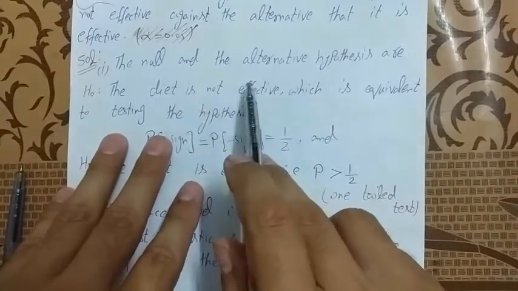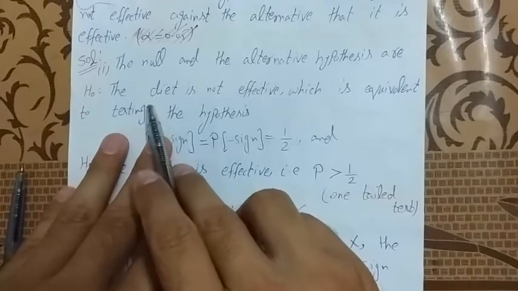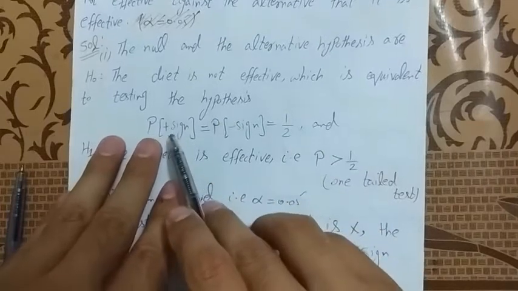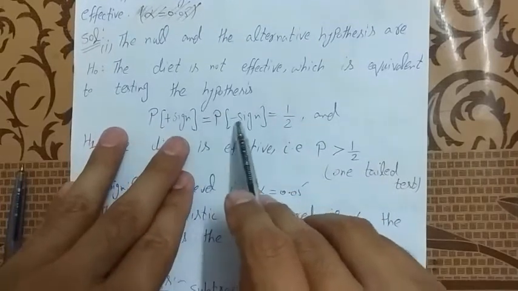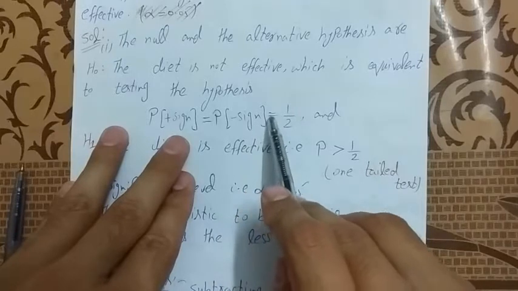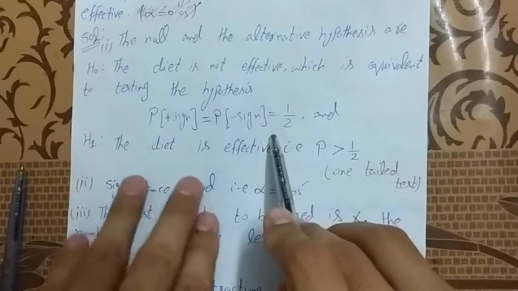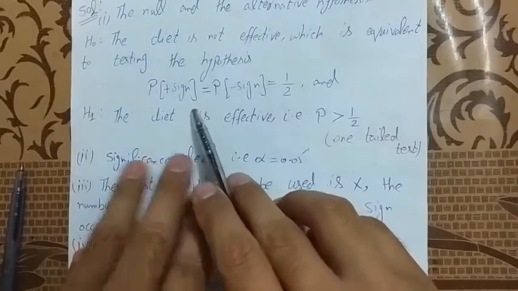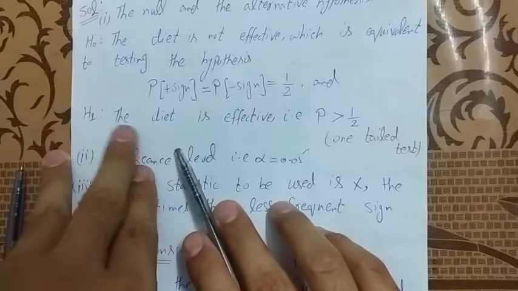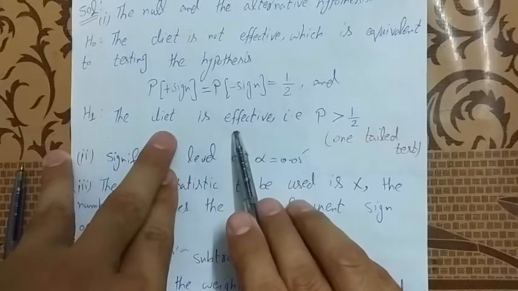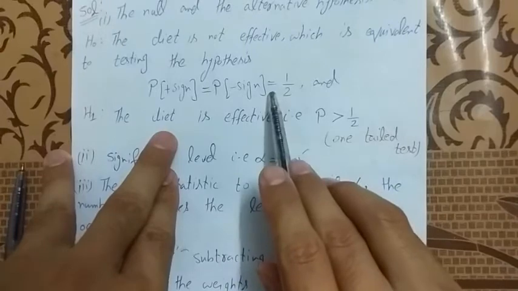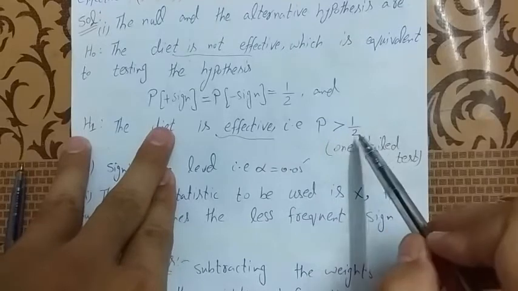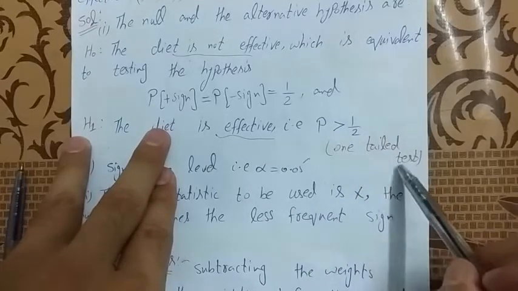So we understand from this, the diet is not effective, which is equivalent to testing the hypothesis. Mean P we use positive sign and if negative sign, then P is always equal to 1 by 2. Students, understand? P always uses 1 by 2, which is the parameter. H0 is the null hypothesis, the diet is not effective, and H1 is the alternative hypothesis, the diet is effective. First I say not effective, and second I say maybe effective, and its value is greater than 1 by 2, one tail test.